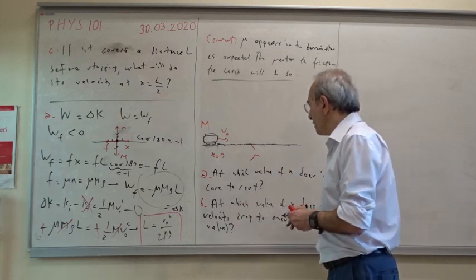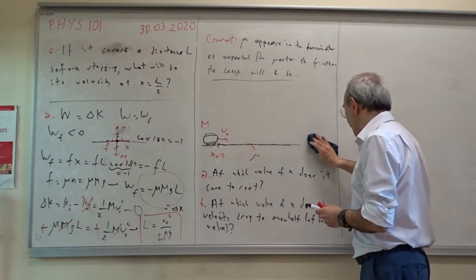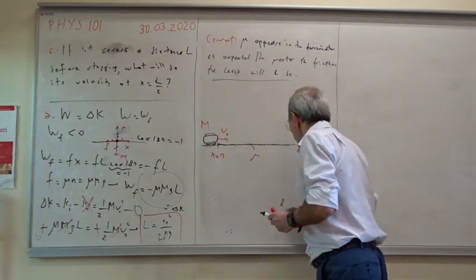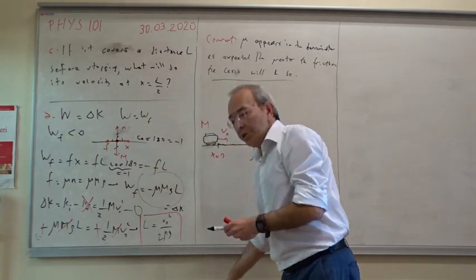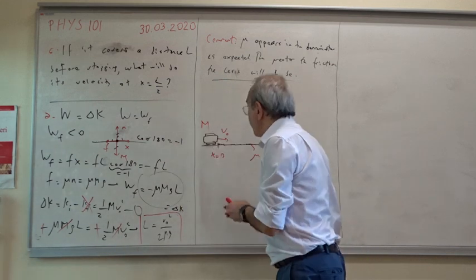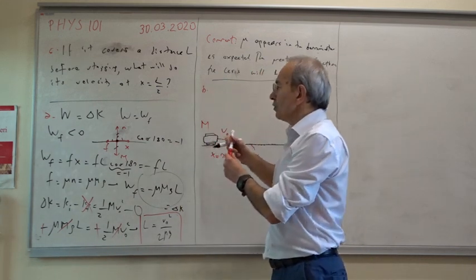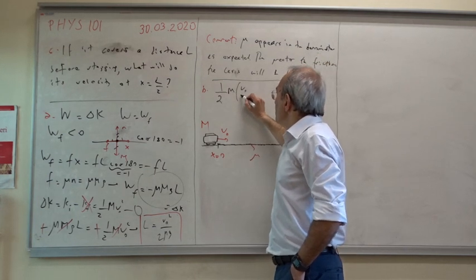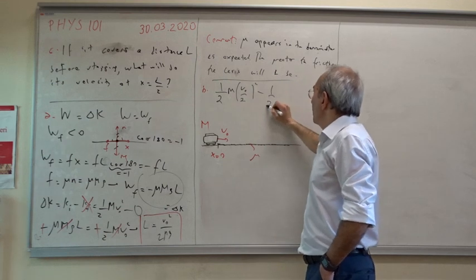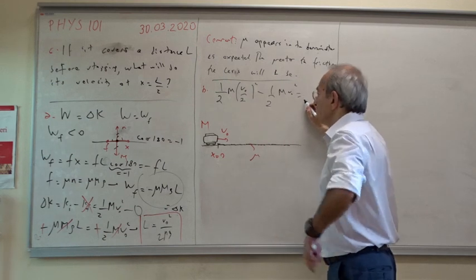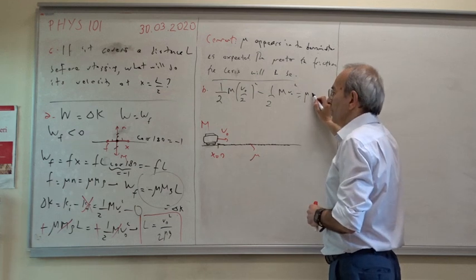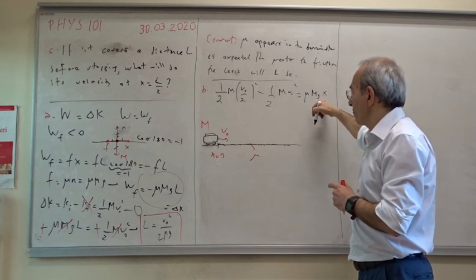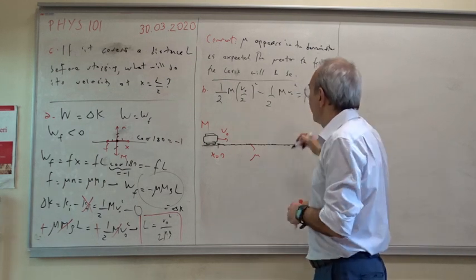Let's immediately find part B. Part B is at which value of x does the velocity drop to 1/2? It is easy to get it using the same expression. Velocity drops to 1/2. So we want to find 1/2 m (v0 over 2) squared minus 1/2 m v0 squared. It is just equal to minus mu times m g and x. Now we want to find this x. It is not L, of course, it is something less than L.